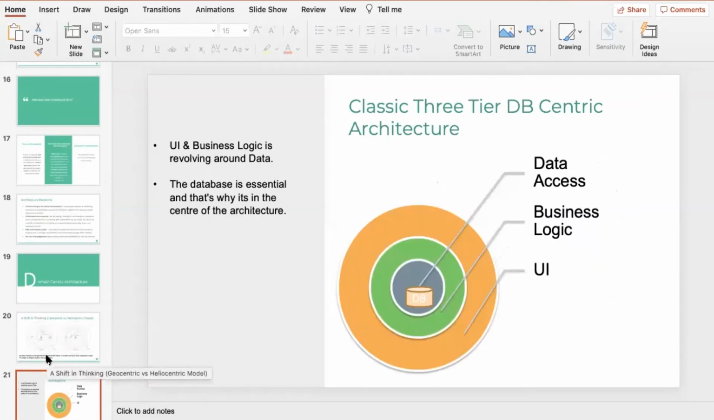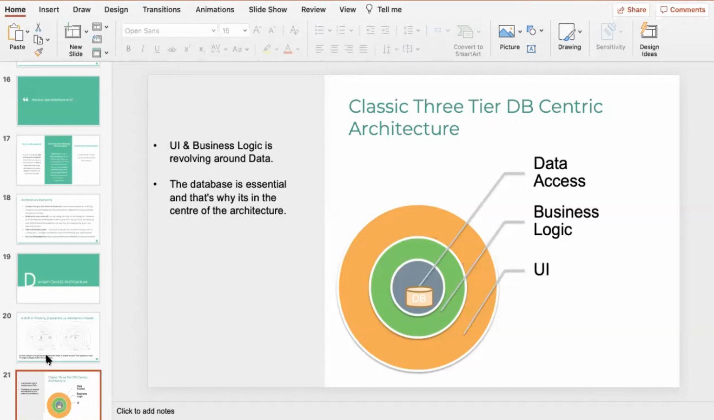a similar shift in thinking happened here, because in this industry we were using some of the standard practices available, and most of us who are experienced, if not very recent joiners, were used to the three-tier database-centric architecture. If you look at the three-tier architecture, you have the UI at the outer layer, surrounded within it the business layer, and the data access layer. And what this actually depicts is the importance of each layer.